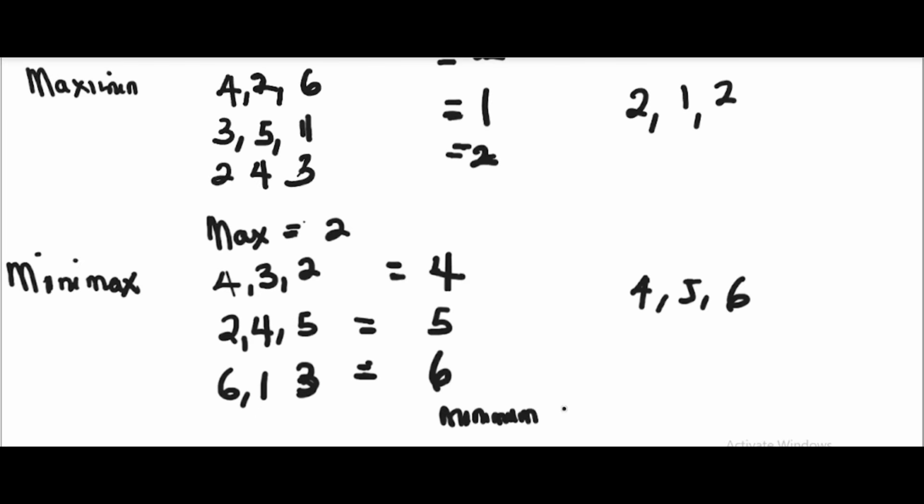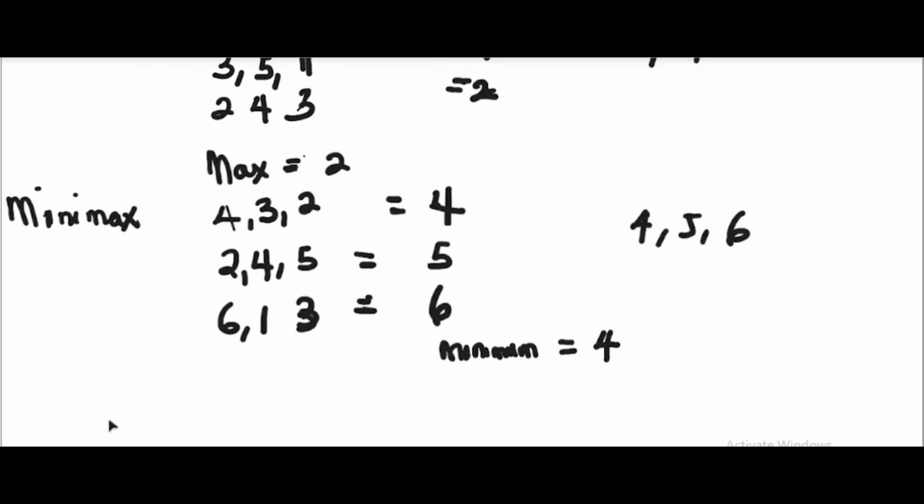The next question says we should find the saddle point. We have a maximin of 2 and a minimax of 4. Unfortunately, they are not the same. When minimax is equal to maximin, there is a saddle point. Our maximin is 2 and it is not equal to our minimax, which is 4. So our answer for the third question will be that there is no saddle point.